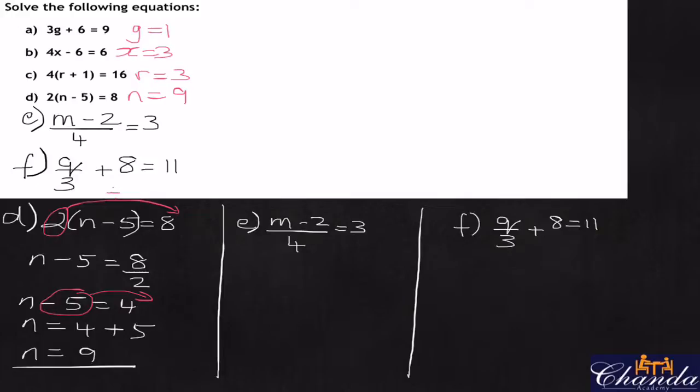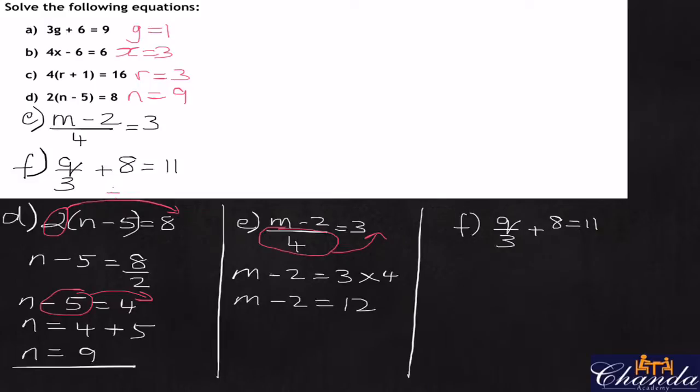So once again, the very last operation we would have done to construct this equation would have been divided by 4. So that's the very first operation that we have to do to deconstruct it. Taking it to the other side, it becomes multiplied by 4. So m minus 2 is equal to 3 times 4. So m minus 2 is equal to 12.